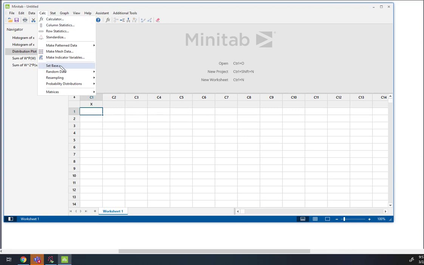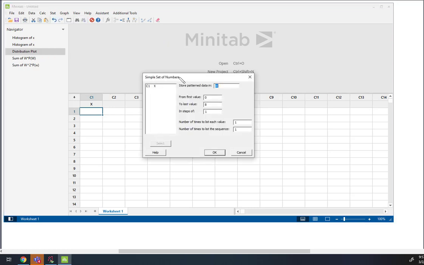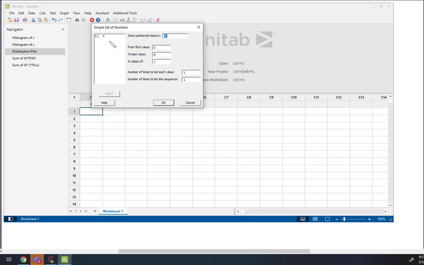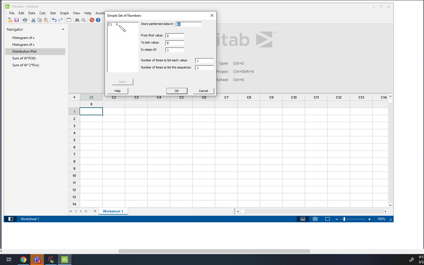In any case, we're going to use Calc, and we're going to make patterned data. Our pattern data is a simple set of numbers, and we want our simple set of numbers stored in this column that we just labeled X, so that's where we want to store. And we want our first value to be 0, so let's type in a 0 there, and our last value would be 8, in steps of 1, and each value would be repeated once, and the whole sequence would be repeated once.